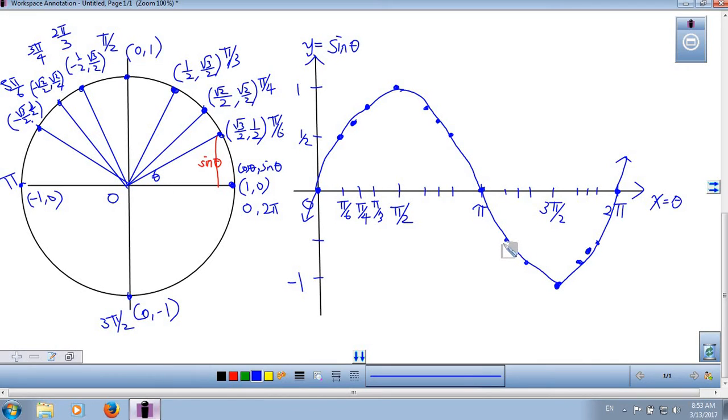Alright, today let's go ahead and stop right here. We'll talk about the other graphs and the cosine graph next time we come back in our next lesson.